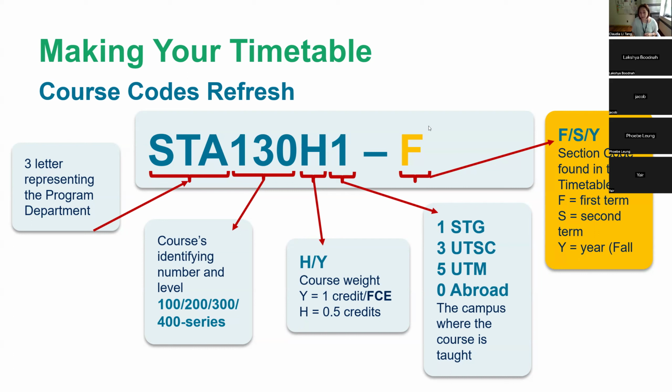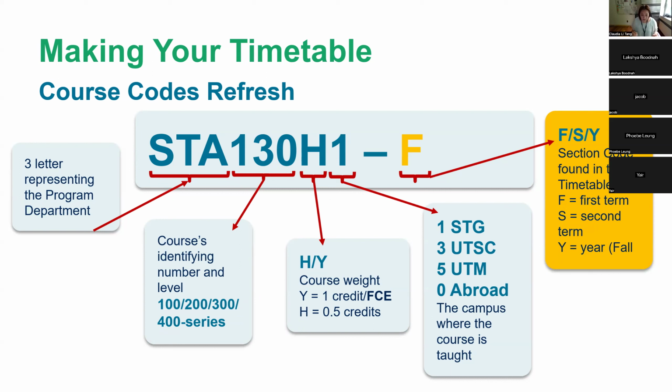In the timetable is where you're going to find something called the section code. The section code tells you when the course is offered. For example, if you see an F, that means the course is offered in the first term, from September to December. If it's a 2nd term course, it will start in January and end in April. And if it's a Y course, then the course is offered throughout the year.